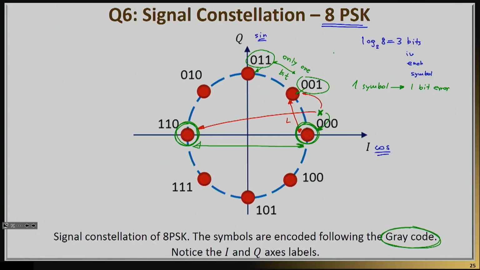If I had done a bad scheme, I could have done as bad as 1 symbol error leading to 3 bit errors. How could I have done something so horrendous? By assigning here 1, 1, 1 and here 0, 0, 0. That would have been pretty bad. That's one reason why you can lose your job, right?